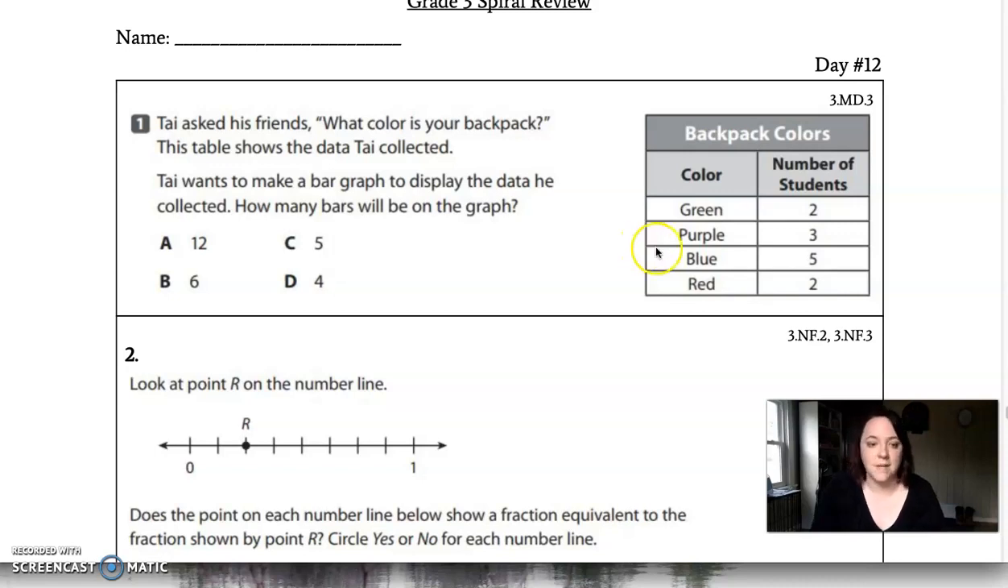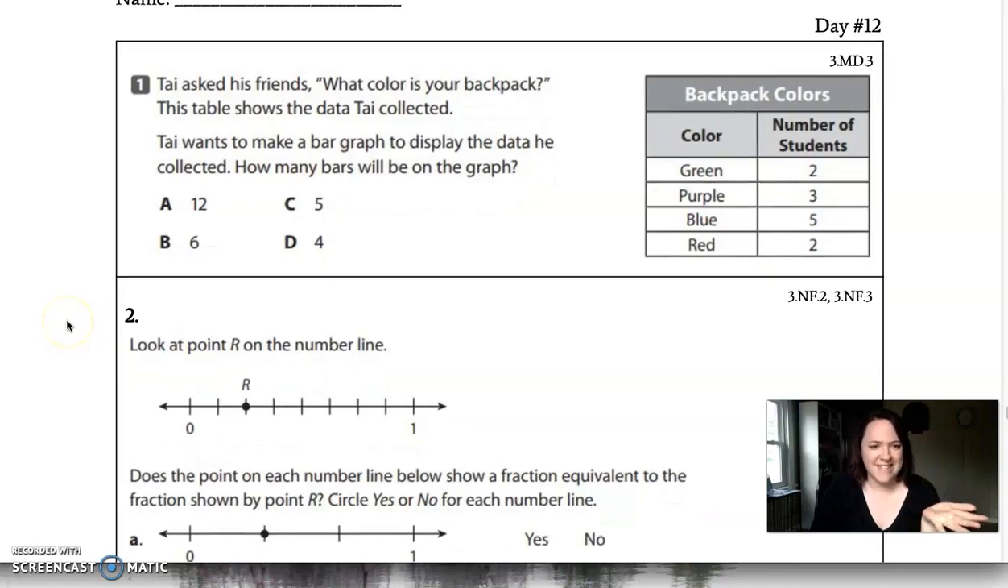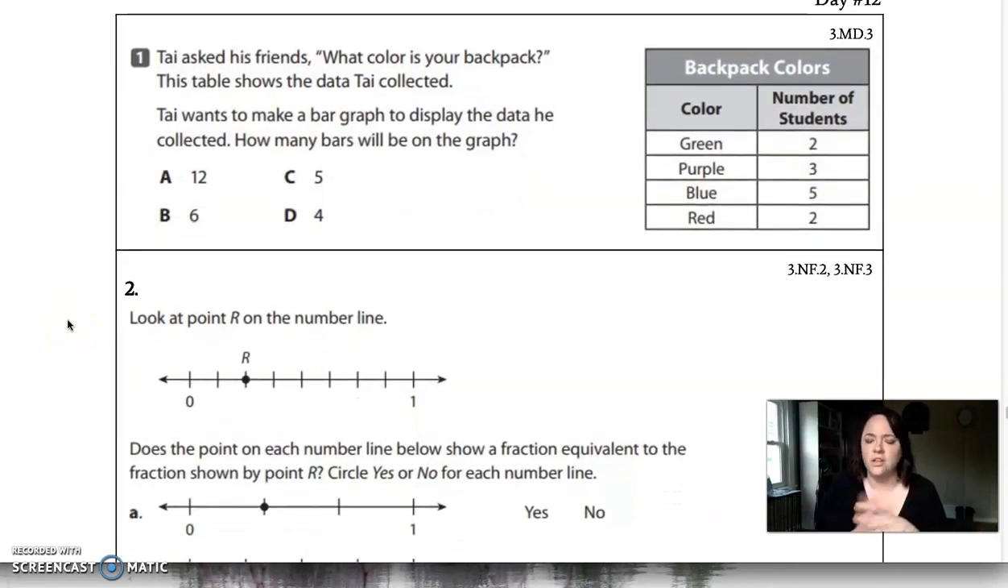and then 5 and 6 will be on your assessment. Number 1 says, Ty asked his friends, "What color is your backpack?" This table shows the data that Ty collected. Ty wants to make a bar graph to display the data he collected. How many bars will be on his graph?